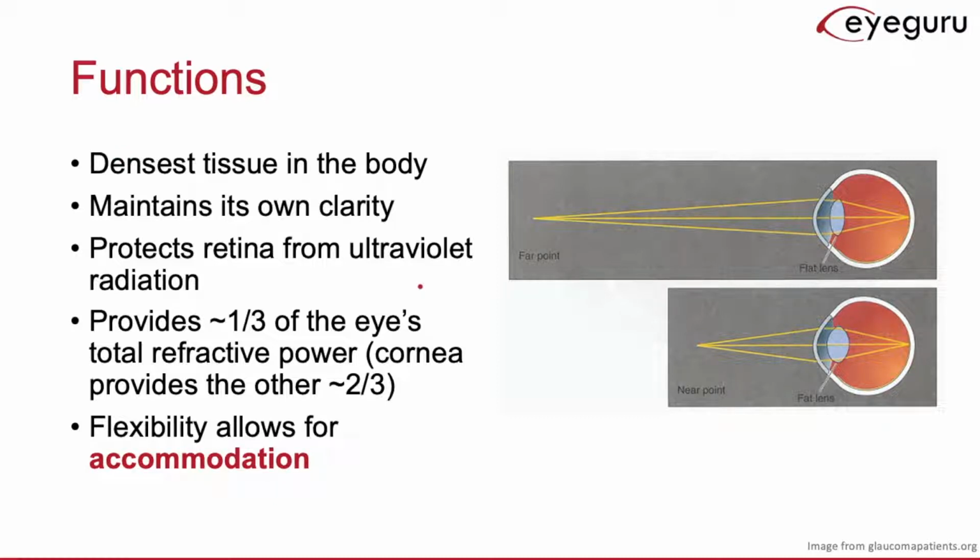Now, one of the primary functions of the lens is to provide refractive power that focuses light onto the retina. The lens accounts for about 1/3 of the total refractive power of the eye, or about 20 diopters. Actually, the tear-air interface on the cornea accounts for the other roughly 2/3 of the total refractive power of the eye, or about 40 diopters. Something that the lens does that the cornea doesn't, however, is accommodation, and this is facilitated by the lens's flexibility.